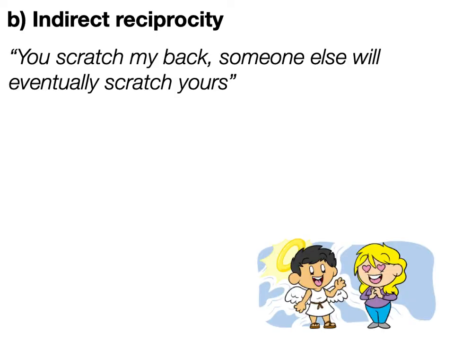Okay, so that suggests together that both kin selection and direct reciprocity may be at play in the evolution of this helping behavior in vampire bats. Okay, so moving on to our next type of reciprocity, we have indirect reciprocity. We're getting a bit more complicated here. Indirect reciprocity is when you scratch my back and someone else will eventually scratch yours.